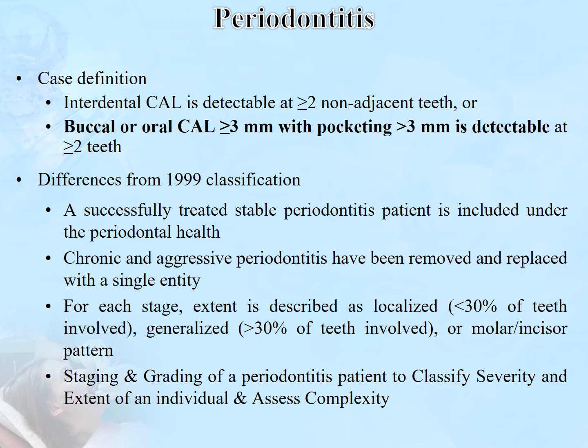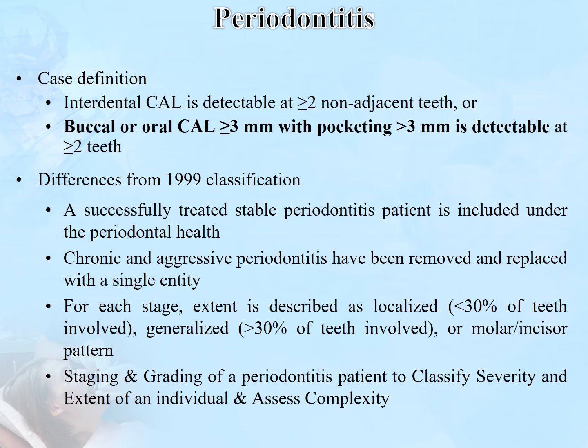So what are the differences of the 2017 classification from the 1999 classification? In this classification, a successfully treated stable periodontitis patient is also included under periodontal health. Supposing you have already treated a patient and he has a stable periodontium right now, but he is actually a person who has some amount of bone loss, but now he has a very good stable periodontium, so we classify him under periodontal health rather than periodontitis again.